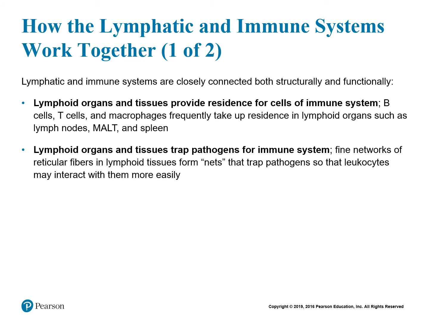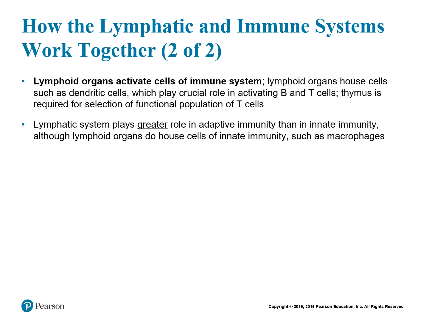Your lymphatic and immune system work together. Your lymphoid organs and tissues provide somewhere for the cells of the immune system to go, and the organs and tissues help trap some things for the immune system. So if they're recognized in the lymphatic tissues, then they can begin to mount an immune response a lot faster. Your lymphatic organs activate some of those cells, mainly B and T cells. The thymus is really important because you will not have mature T cells if it weren't for the thymus. It's a really big deal for adaptive immunity rather than innate immunity, because those B cells actually reside within that lymphatic system. So it's only when they're activated that they come out and start producing copies and then antibodies.